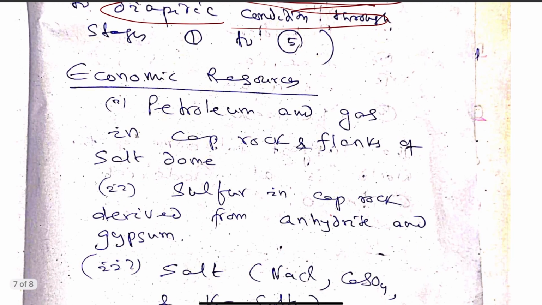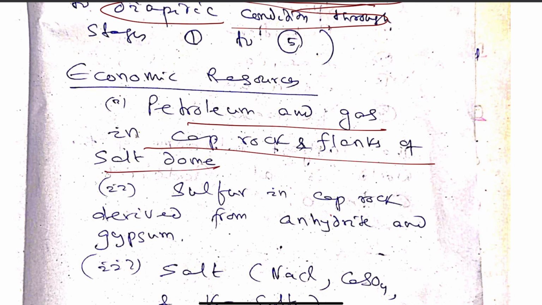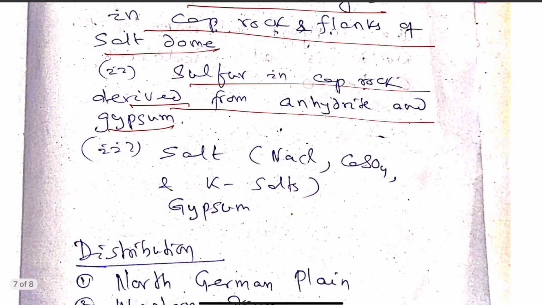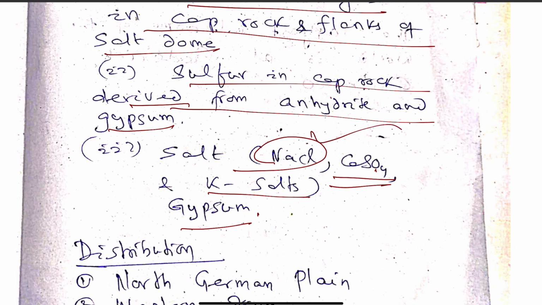And what are the economic minerals that are associated with salt domes? Petroleum and gas in the cap rock, in the flanks of the salt domes. Sulfur in the cap rock, which is found to be derived from anhydrite and gypsum. What are the salts? The main content is NaCl, also calcium sulfate, gypsum and potassium salts. Calcium sulfate with 2H2O is gypsum, simply calcium sulfate is anhydrite. So NaCl is the major component. Besides that, we have calcium sulfate, anhydrite, potassium salts and gypsum.